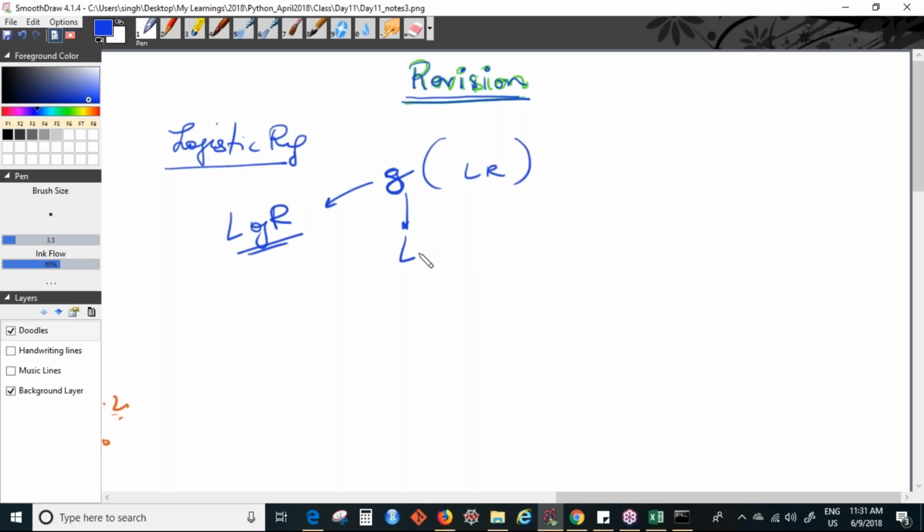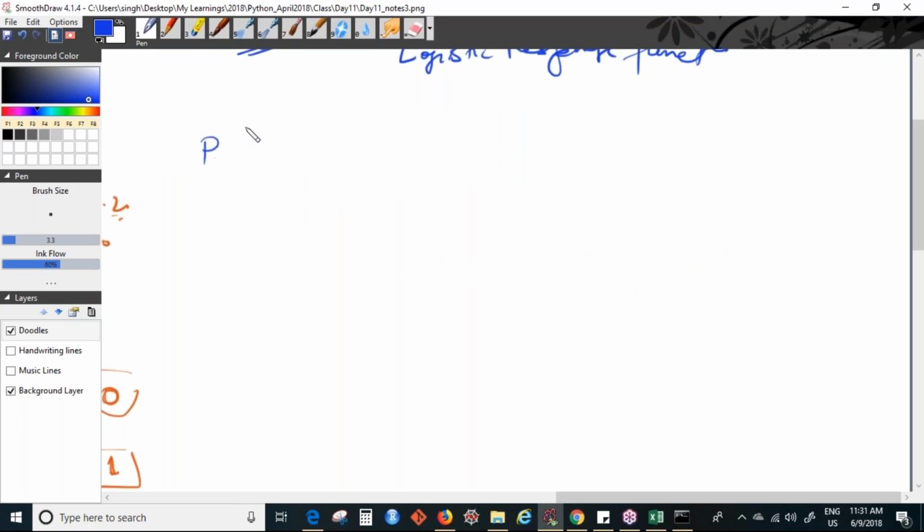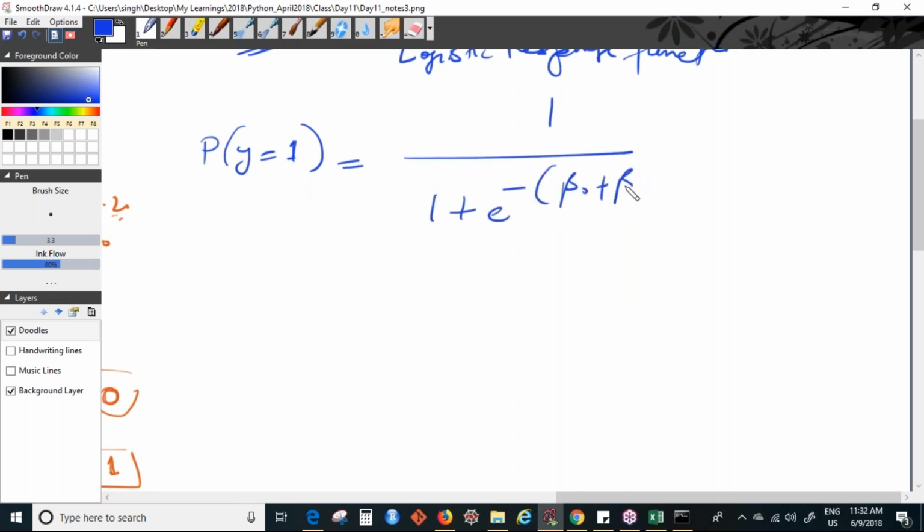Now this function is known as the logistic response function, and it looks like this. Once you apply that function, what you get is a probability. And remember, this is the probability of y equal to 1, not the probability of y equal to 0. It is 1 divided by 1 plus e to the power minus (beta naught plus beta 1 x). This is your logistic response function.